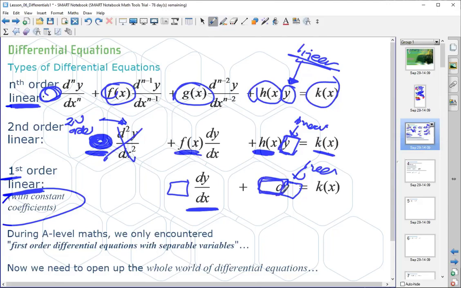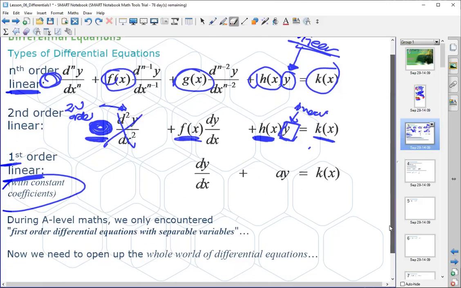So that's going to be an a, that could be a b if you wanted, in front of there. But again, I would probably divide by the b and then replace that b over a with a new letter or something like that. So I never end up with a number in front of my dy by dx, just because I can easily divide through by it and get rid of it. So this is first order linear with constant coefficients. And we're going to need to know these names because the names are going to tell us how we're going to approach the equations.